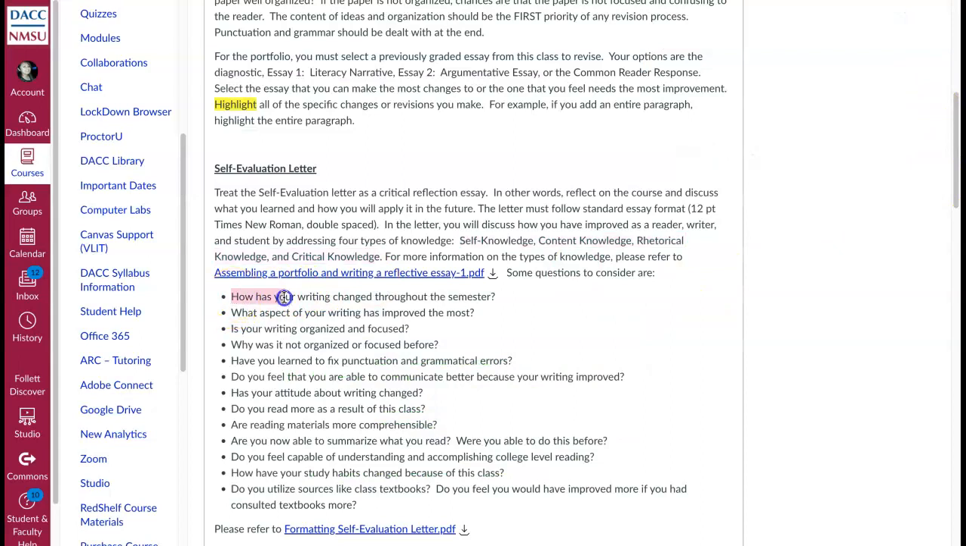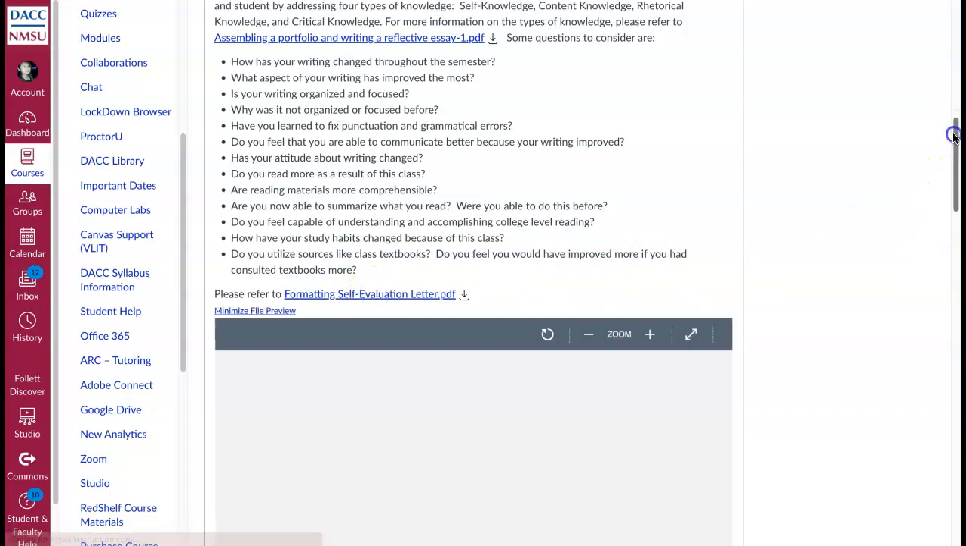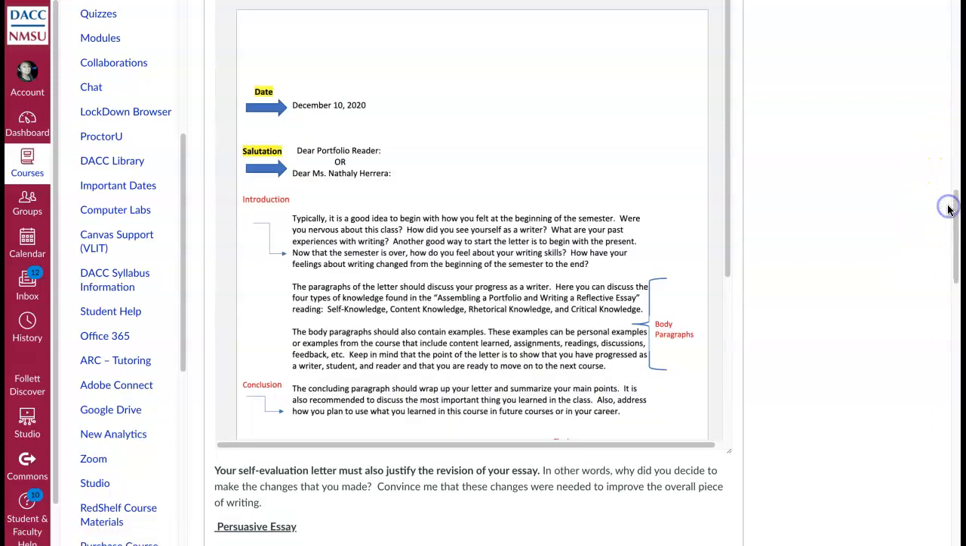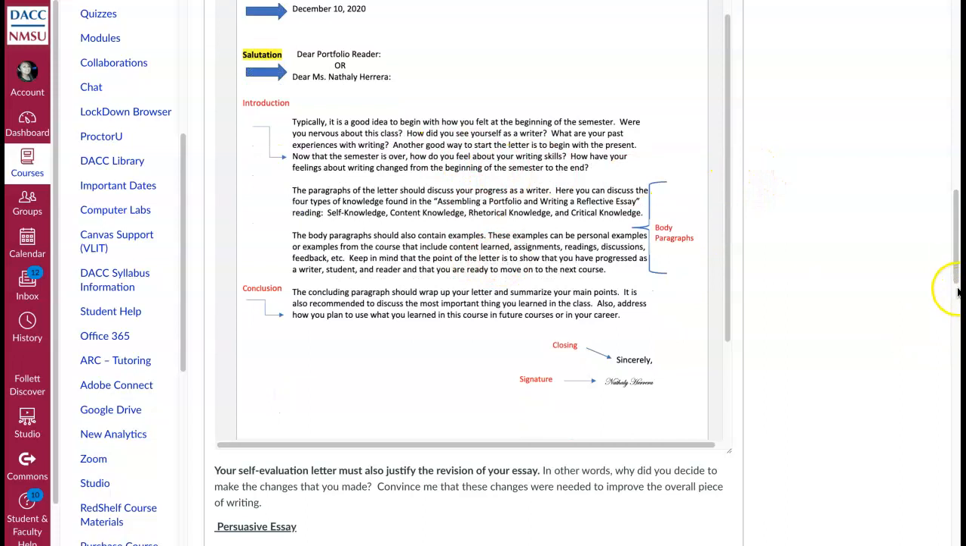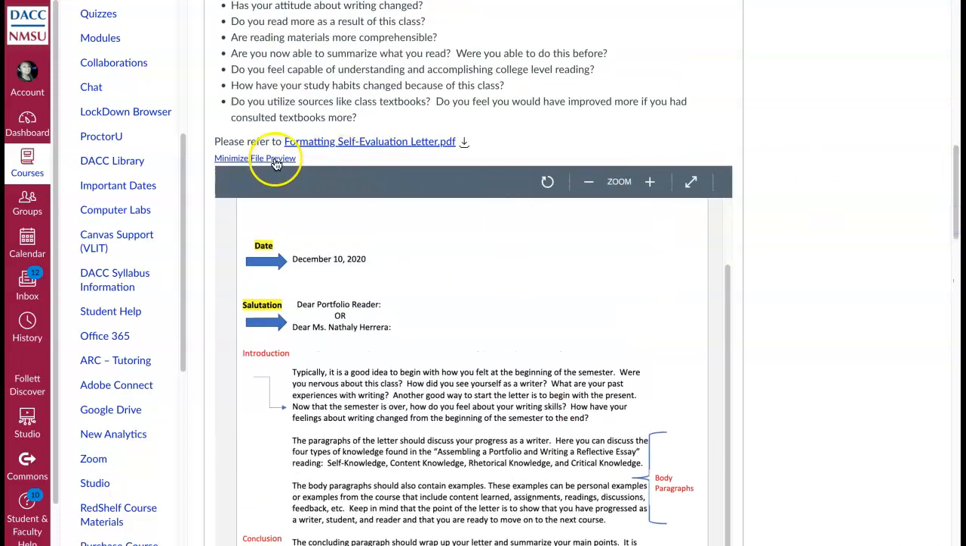And I went ahead and I wrote down some other questions that you can consider. Again, you don't have to answer all of them, but these are questions to get you thinking and questions to help you brainstorm for your letter. And right here, I have a handout that shows you how to format your letter, because it should be formatted as a letter. And I tell you how to do that, and then I tell you what you should include in each paragraph as well. So definitely make sure that you refer to this so that you can see how to organize your letter and what each paragraph should contain.